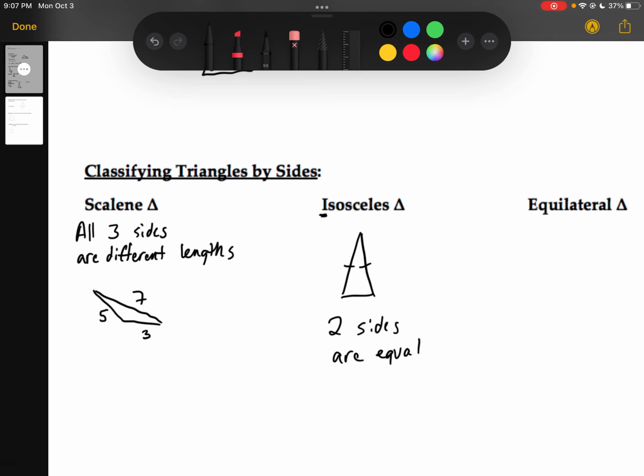And lastly, this time is equilateral. So instead of equiangular, we're talking about equilateral this time. And this would be all three sides are equal. So no sides the same, two sides the same, and then the last one, all three of the sides are the same. So some basic properties of triangles here.